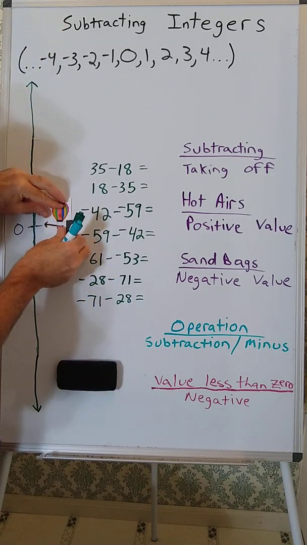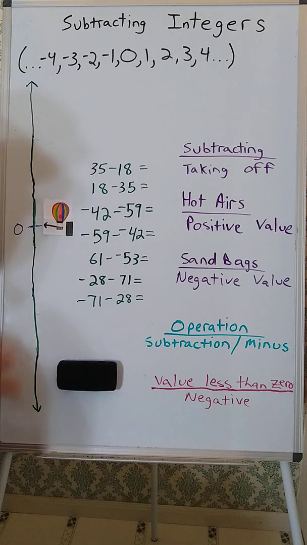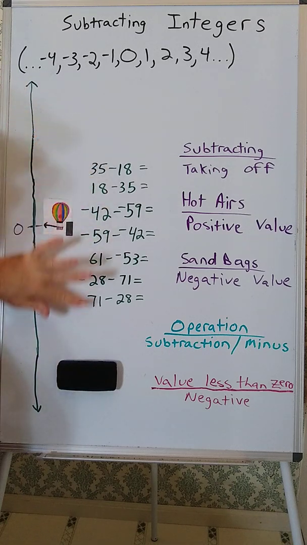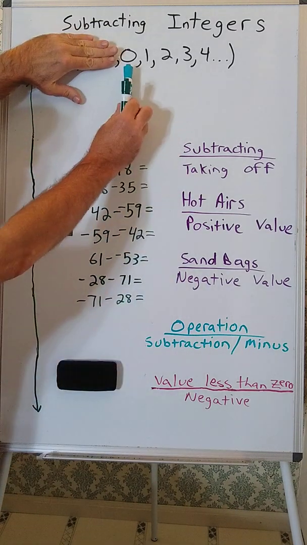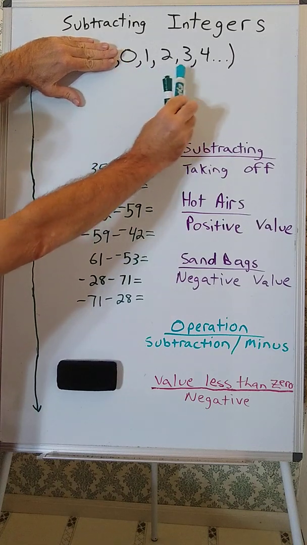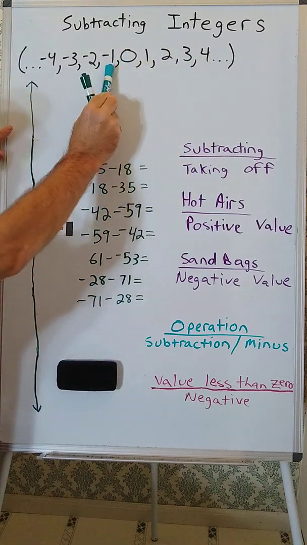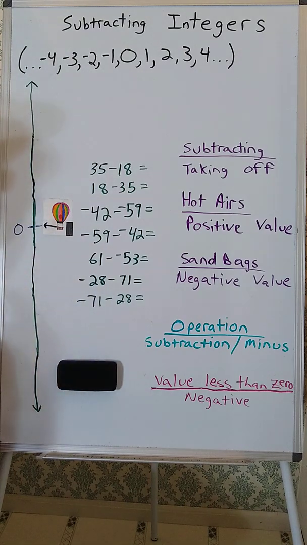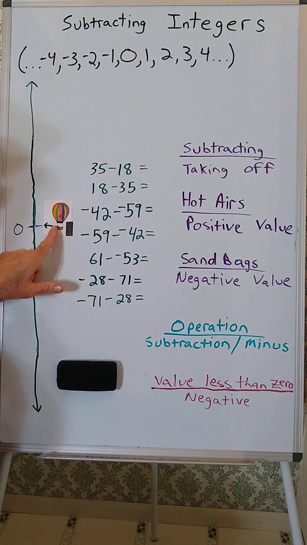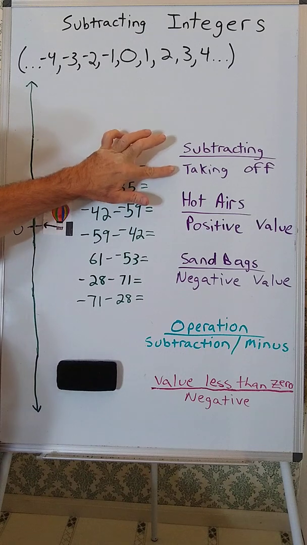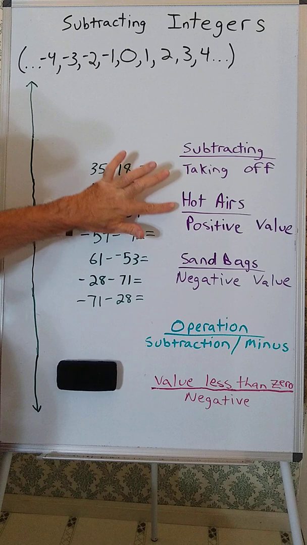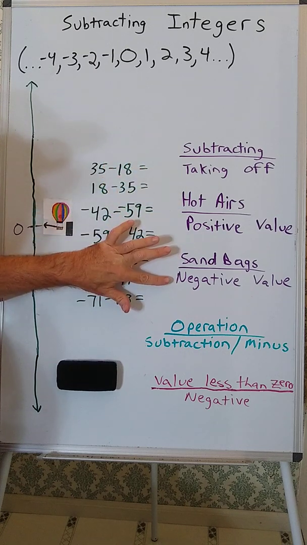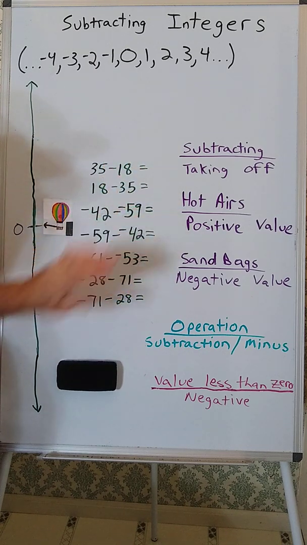Okay, in this video we're going to use a number line without any increments marked, and we're going to be using numbers that are further away from 0 than in the first two videos. Remember, integers are the whole numbers, 0, 1, 2, 3, and so on, and they're opposites. And we're using the hot air balloon model. So subtracting means taking something off the hot air balloon. If we're taking off a positive value, that means we'll be taking off hot airs. If we take off a negative value, we're taking off sandbags.